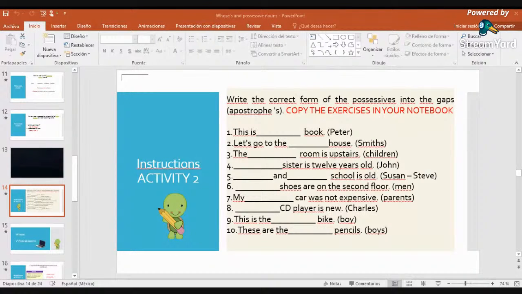Okay, and well, let's go with Juliet. Welcome, Juliet. So now, let's see. Oh, this is quite a special number 8. Let's see if you can do it well. It says a space CD player is new, and the noun that needs to show possession is Charles.